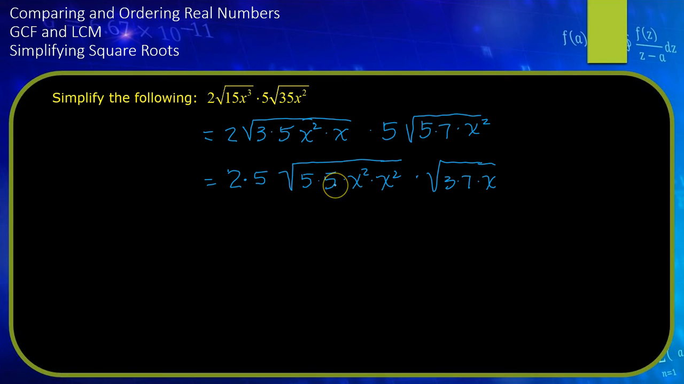So I put the 5 times 5 under here. This x squared I put under here. This x squared I put under here. This x I put under here. And of course, since the 7 is only in this radical and it's not a perfect square, it comes down to the second radical over here.